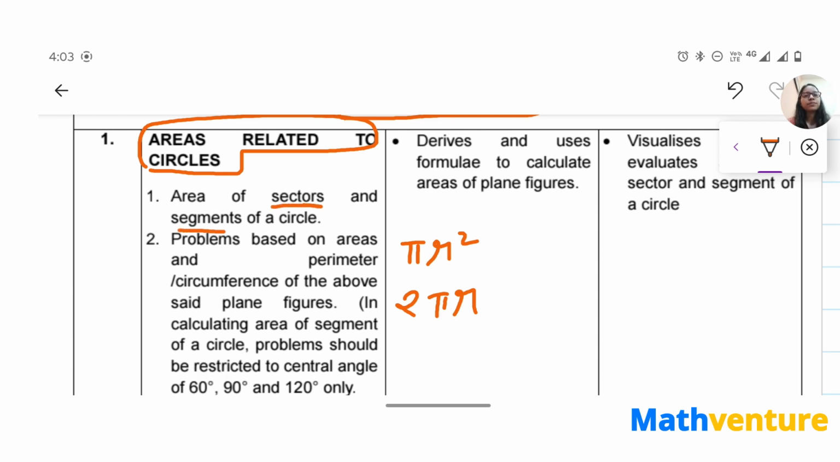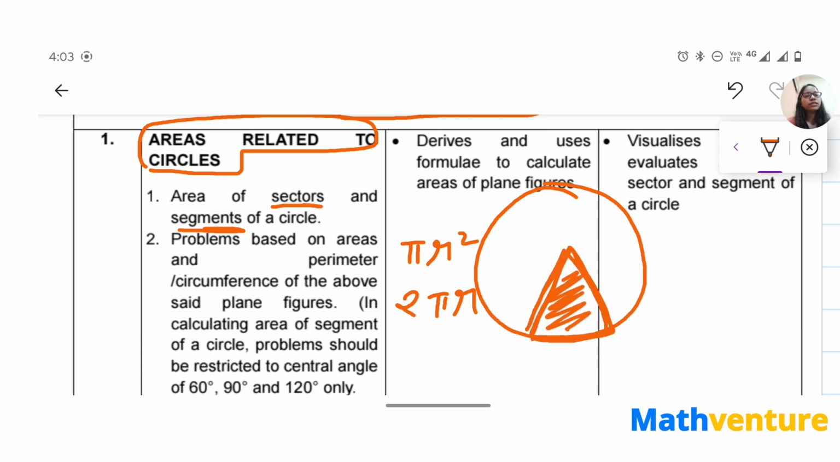Sector and segment, you can remember it by a pizza slice. A pizza slice is a sector, and in this chapter you will be asked to find the area of this sector. This is smaller in size, that means this is called the minor sector, and the opposite space, this one, will be called the major sector.